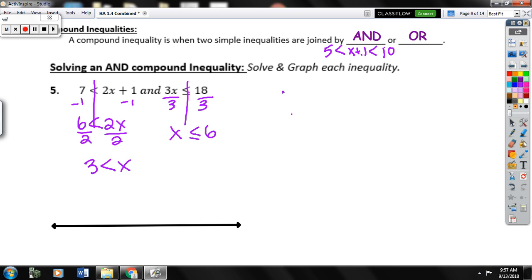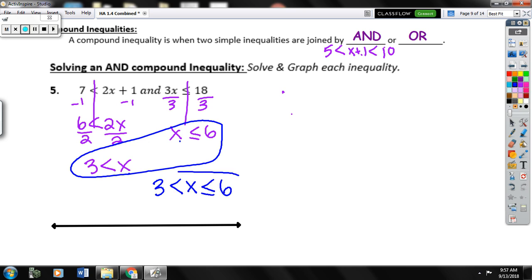You do need to combine these two answers into one. And you want the x to be in the middle, so it would actually be on the right-hand side of this one and the left-hand side of that one. So our final answer would be 3 is less than x, which is less than or equal to 6. This is your answer. Now to graph that, you're saying x is in between those two numbers, so it's going to be shaded in between. But we will have an open circle on 3.